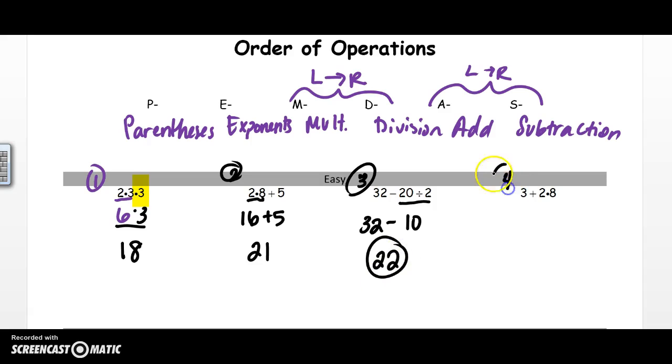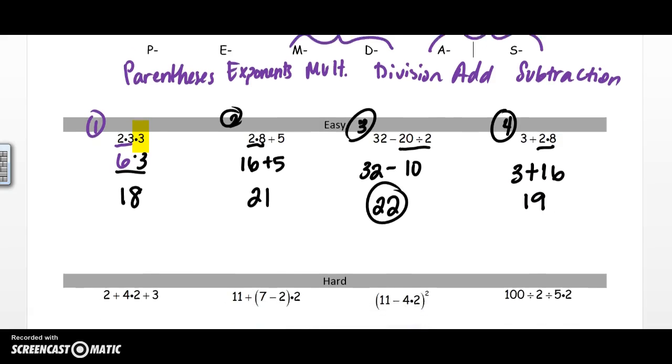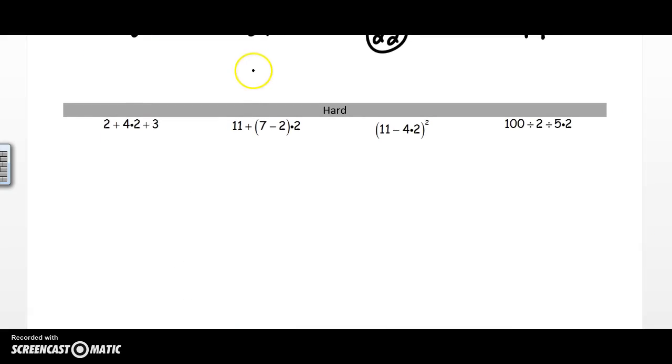And this last one, problem number 4, you have addition and multiplication. We know multiplication comes first. We did not use the 3 plus, so we bring it down, and 2 times 8 is 16. You continue to solve, and you have 19, which would be your answer. Let's make these problems a little more difficult. I'm going to continue to write PEMDAS just so we know what to follow.